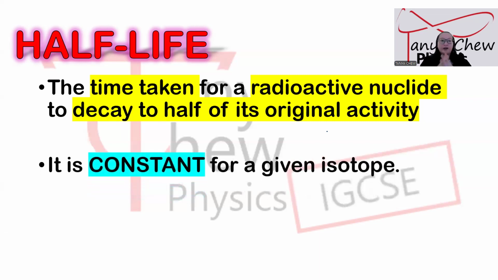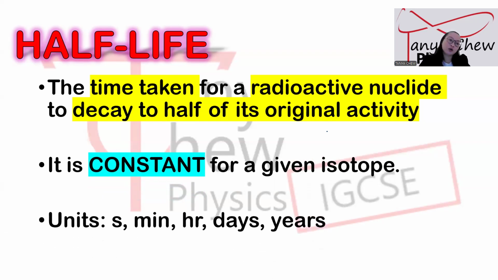Now, half-life is constant. Half-life is constant for a given isotope. And the units of half-life could be in seconds, minutes, hours, days, months, or years, depending on that radioactive isotope.